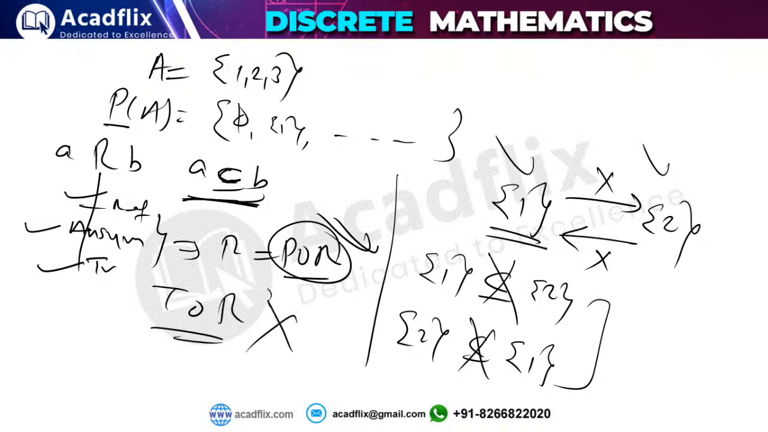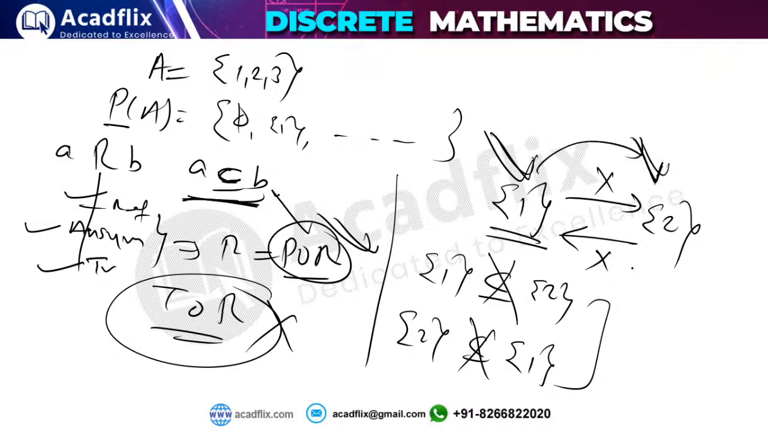I told you total order relation means partial order and every two elements must be related. But here you can see that these two elements are not related to each other. Neither is this related to this, nor is this related to this. That's why this is not a total order relation. So this is our partial order relation and total order relation.